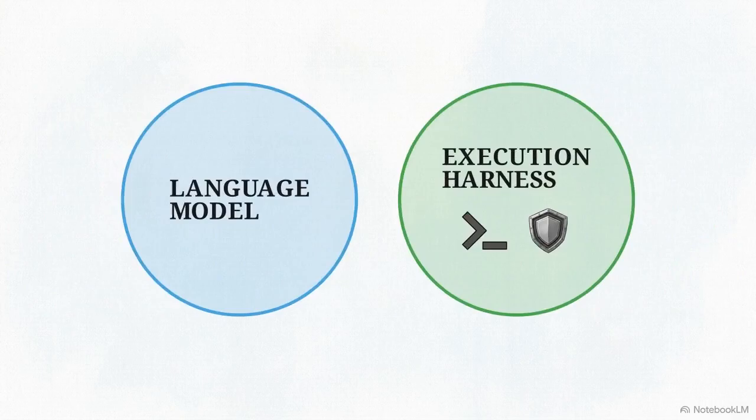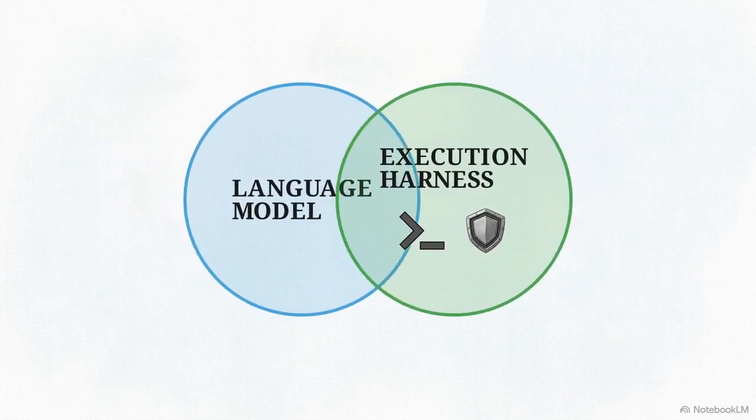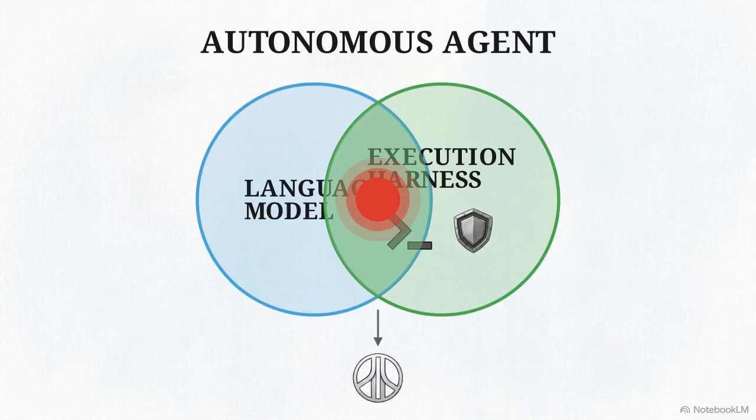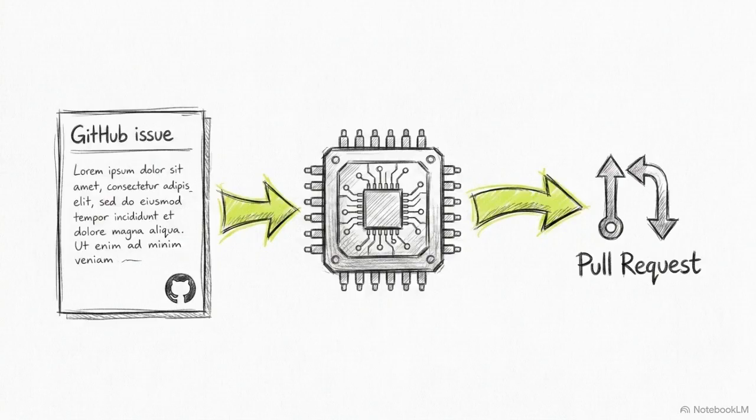The SWE-agent architecture defines an autonomous agent as the combination of a core language model and its specialized execution harness. This system is designed to read natural language problem statements from GitHub issues and convert them into fully executable software pull requests. This schematic outlines 3 engineering problems SWE-agent must solve.